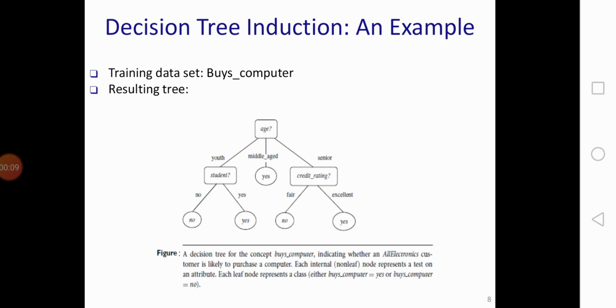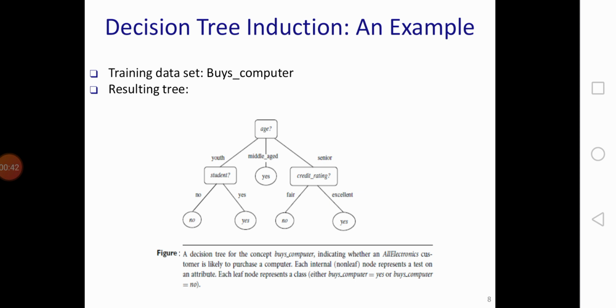Good, first of all, decision tree induction is the learning of decision trees from class labeled training tuples. For example, here you might be observing a figure that is a decision tree for the concept buys computer. Buys computer acts as the class labeled attribute here, given a training data set.